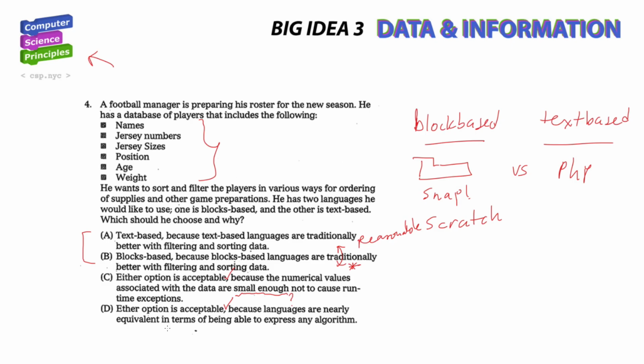And then D says either option is acceptable because languages are nearly equivalent in terms of being able to express any algorithm. And this is true. Either of the block-based or the text-based, they can express any algorithm, and either option is acceptable. So I am tending towards this answer D right here. But again, it's not all that clear, but D seems to be the answer that fits the best.